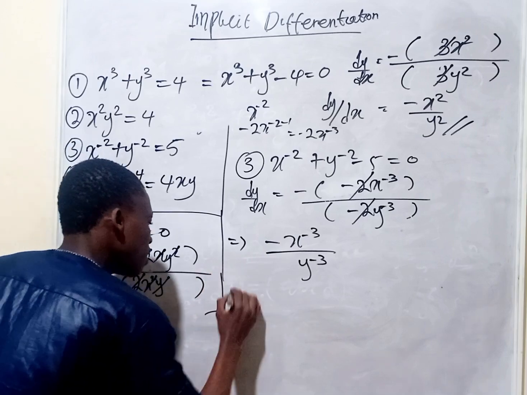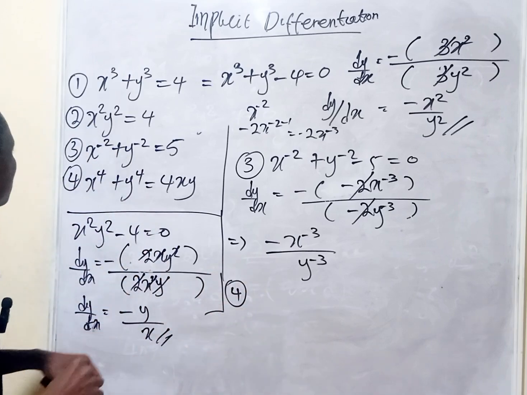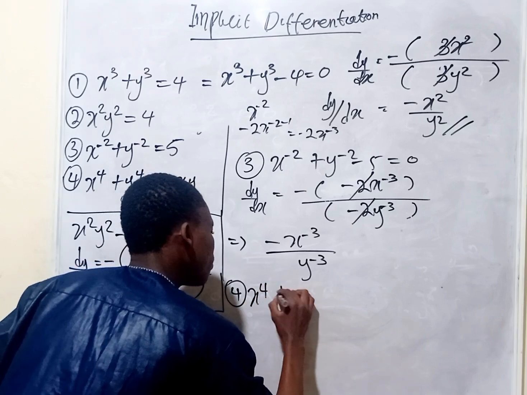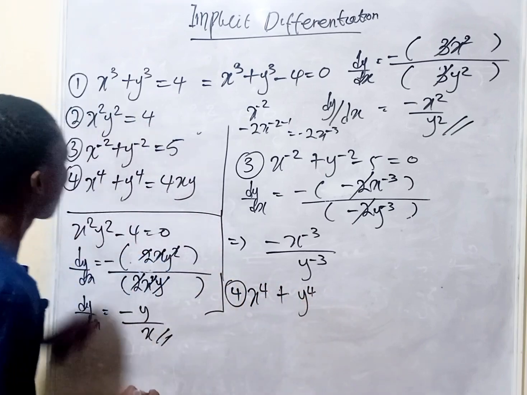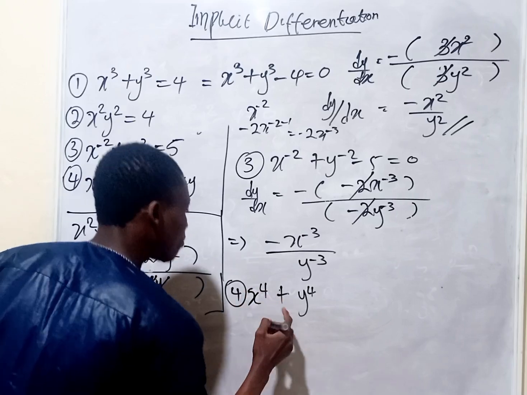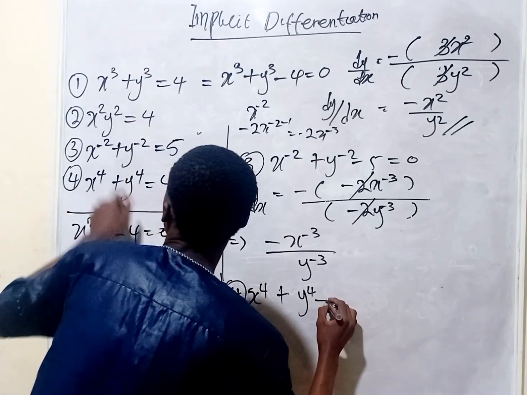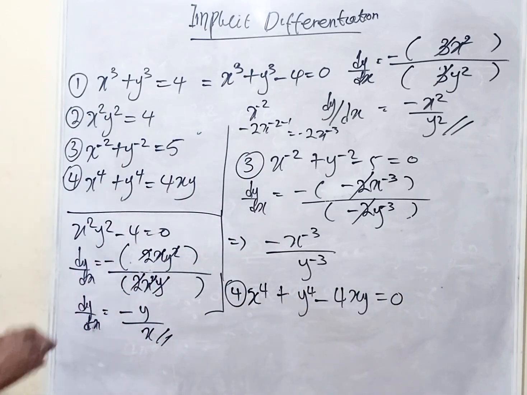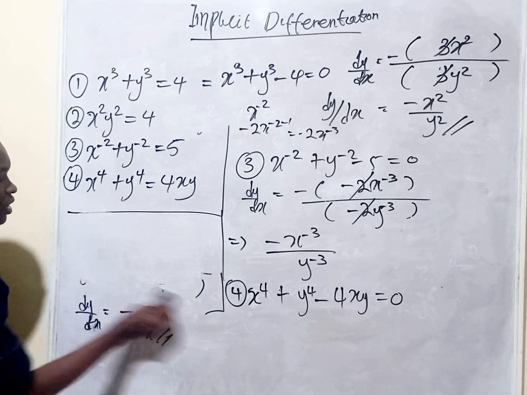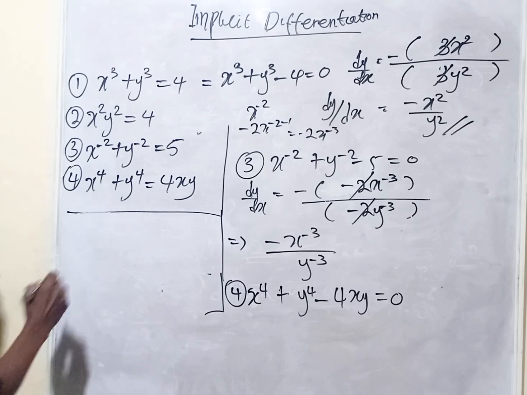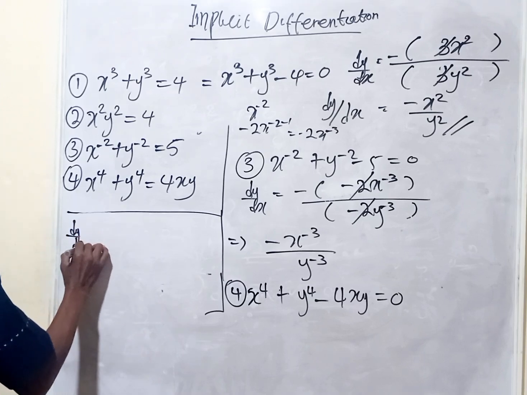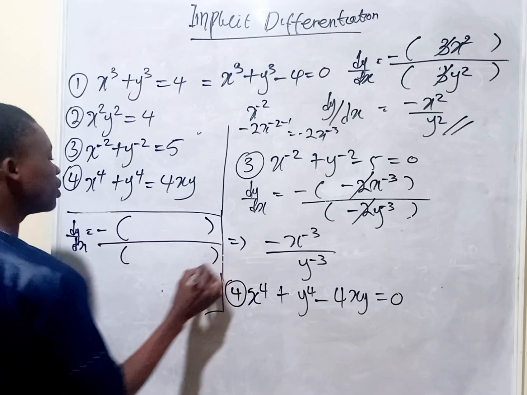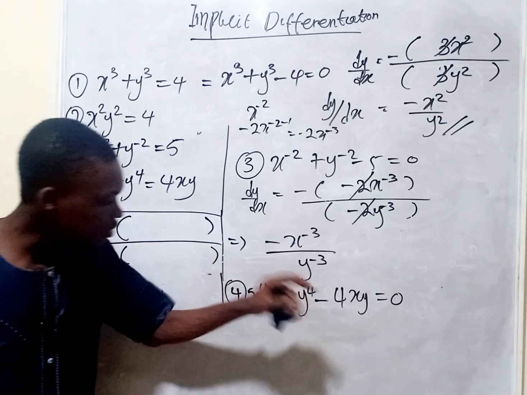All right, so this is 4, the last one. This is x to the power 4 plus y to the power 4. So bring in this one inside: minus 4xy equals 0. All right, so let's differentiate this. Put the dy over dx first equals your negative and put another bracket, then divide by the denominator. So first of all, let's differentiate everything with respect to x.